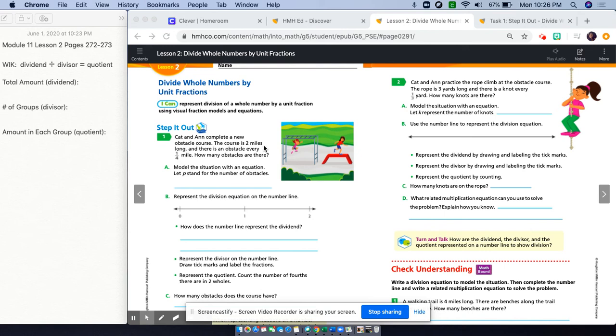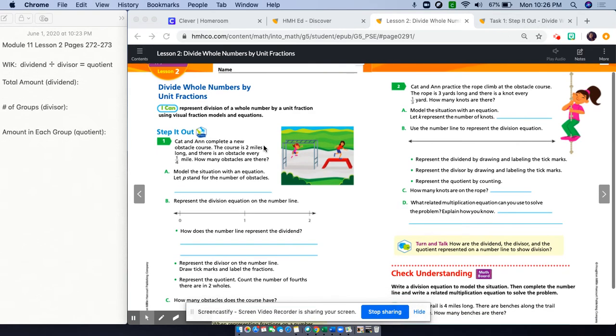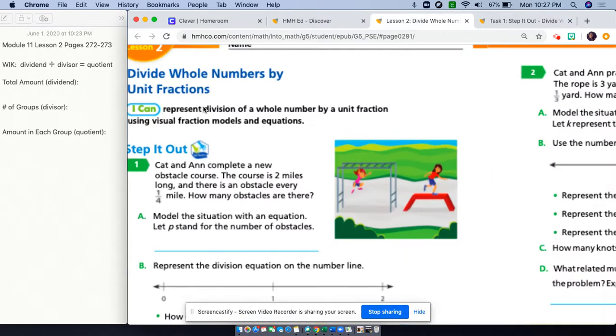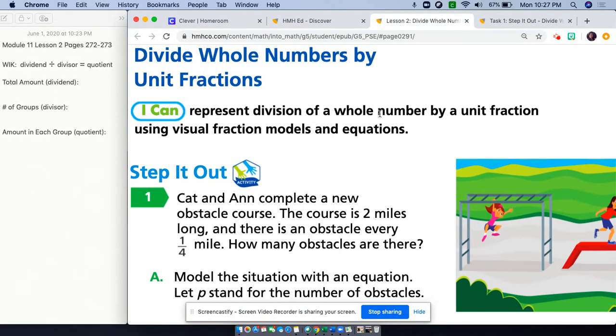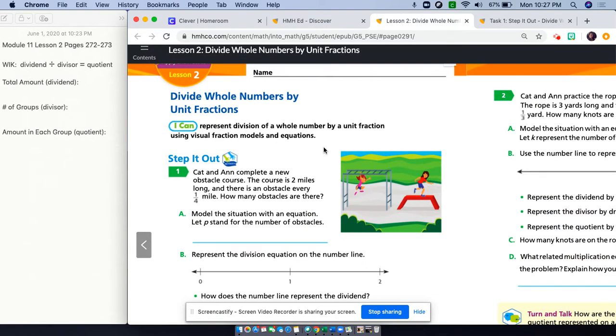Hey boys and girls, today we are on Module 11, Lesson 2. We're going to be dividing whole numbers by unit fractions. By the end of this lesson, you're going to be able to represent division of a whole number by a unit fraction using visual fraction models and equations. Okay, so this is just like we were doing before. We're just going to use fraction models, for example, this number line, and equations to help us solve our problems.